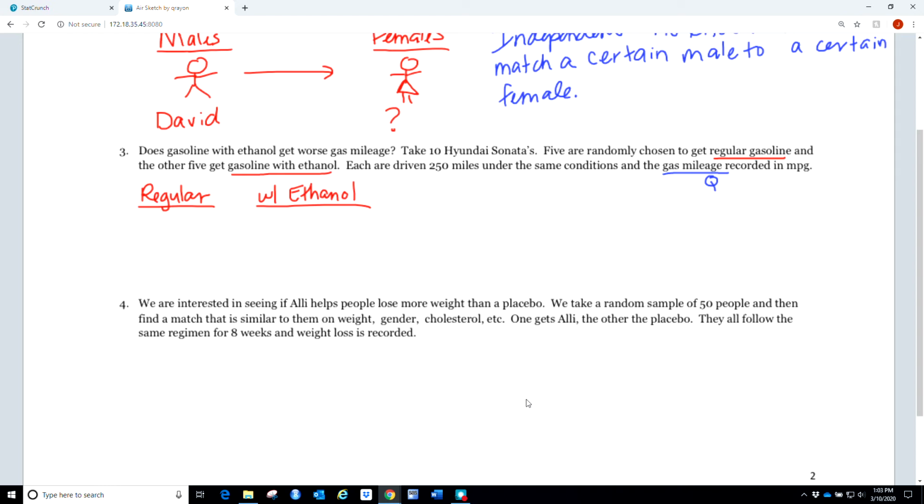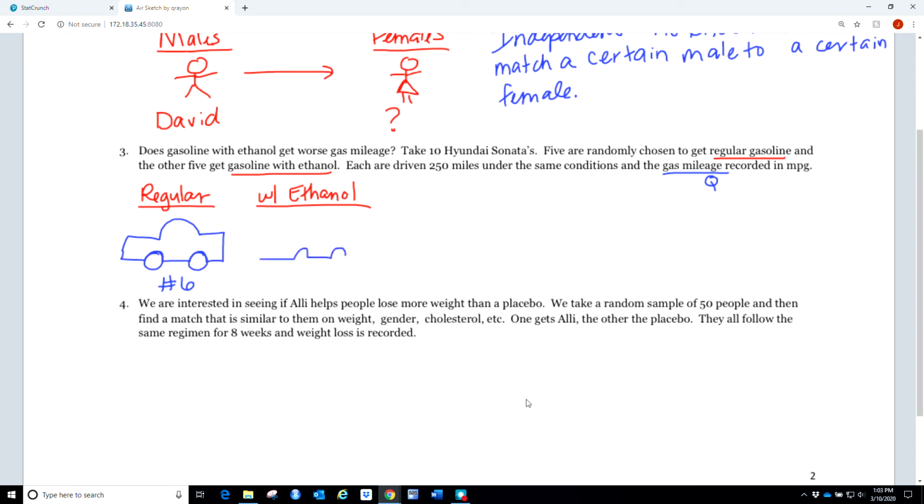So first of all, we're sampling cars, so my picture is going to be a bad attempt here at drawing a car. So here's my beautiful car. So we have 10 Hyundai Sonatas. So just imagine for a moment that they're sitting in a line, and I'm just going to number them in my head like 1 to 10 from left to right while I'm looking at them. And suppose that I happen to choose car number 6 as the first car that's going to get the regular gasoline.